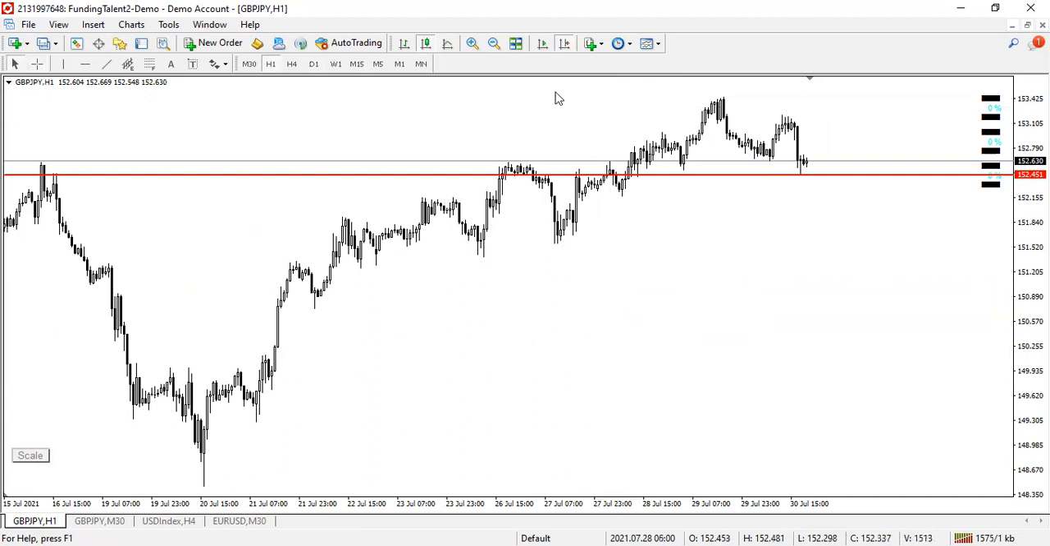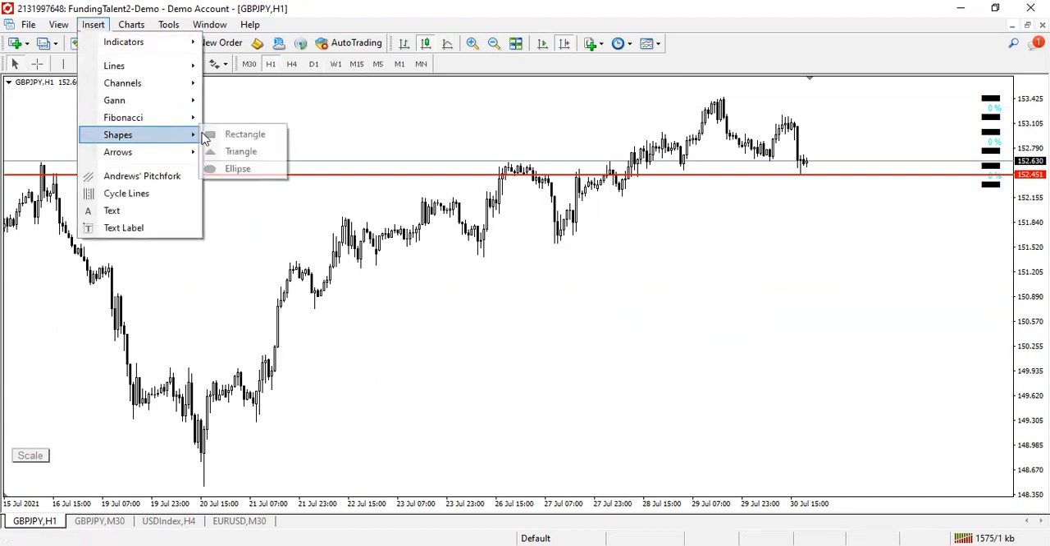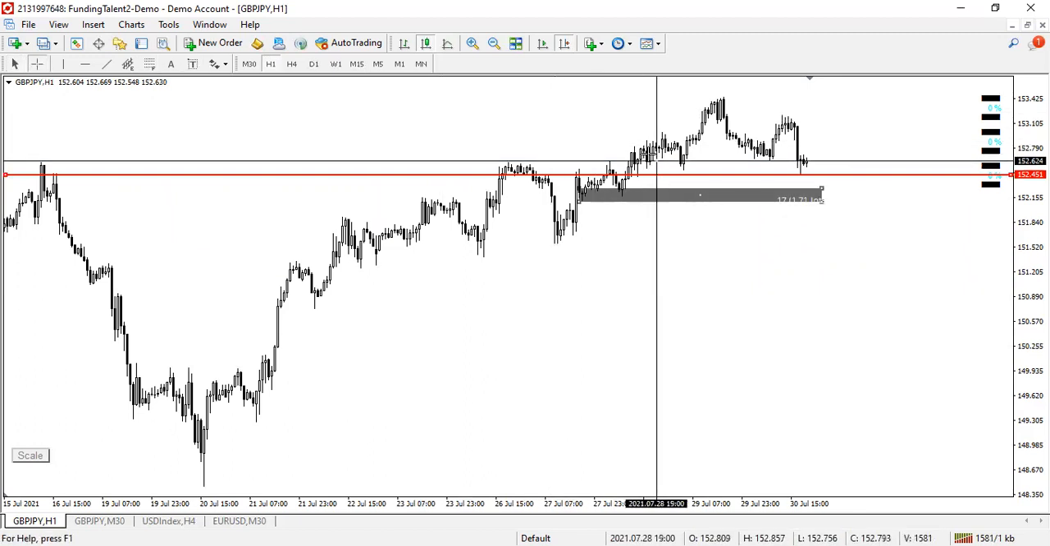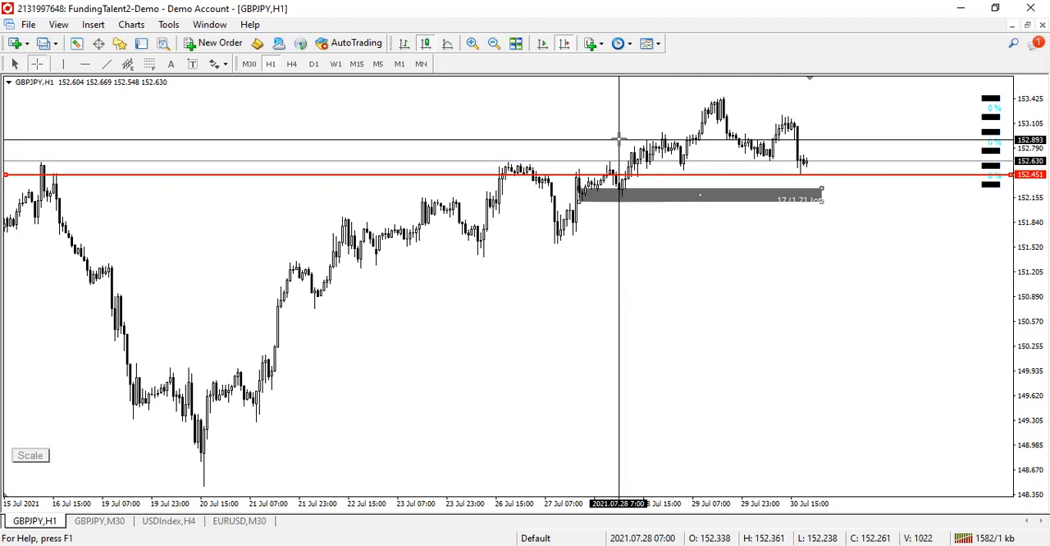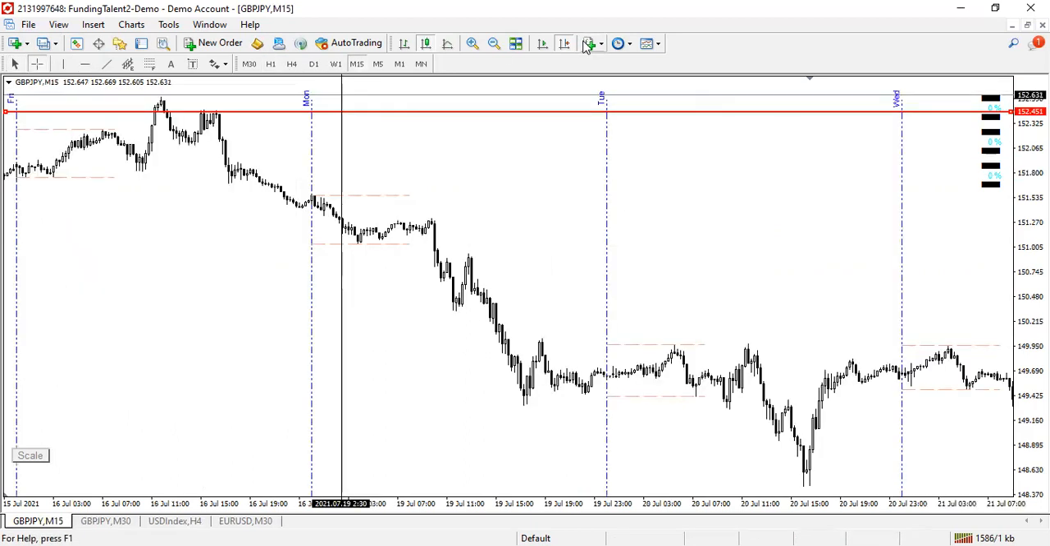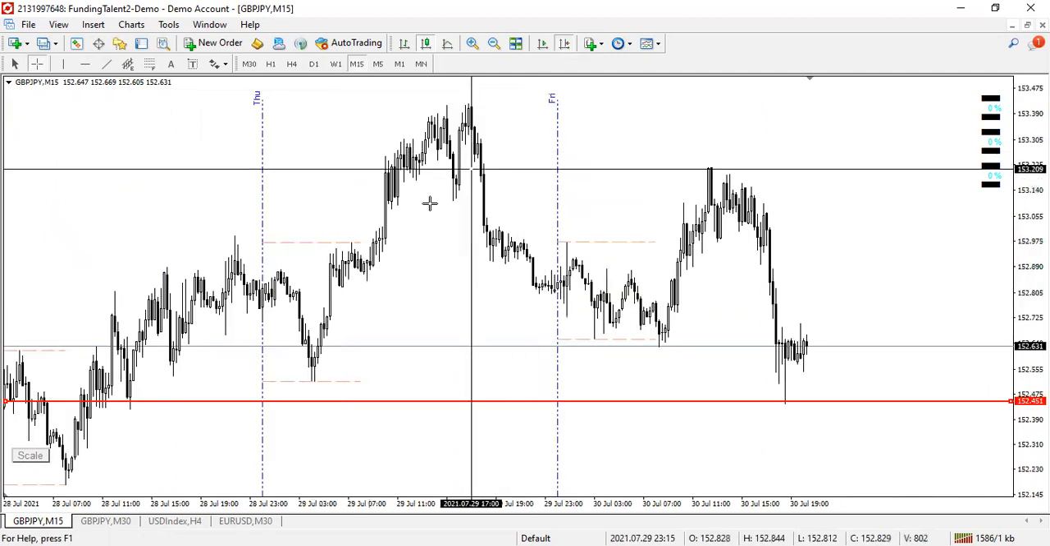And if I look left, I see this demand zone here. There's this nice demand zone here, which was visited on the 28th. So during London, I don't necessarily need to take any trade before London.